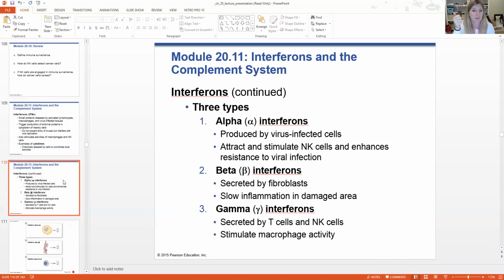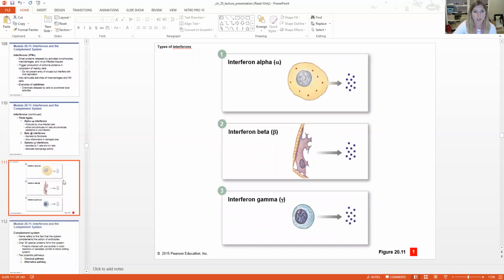There are alpha interferons, which are produced by virus-infected cells to stimulate natural killer cells and enhance the backlash against the viral infection. You have beta interferons, which are secreted by fibroblasts to slow inflammation within a damaged area. And then there are gamma interferons, which are secreted by T cells and natural killer cells, and they help stimulate macrophage activity. Here you see the three types of interferons, alpha, beta, and gamma, and their target systems.